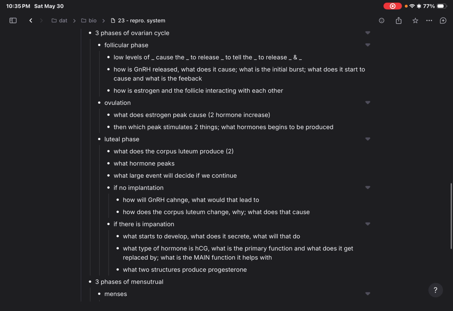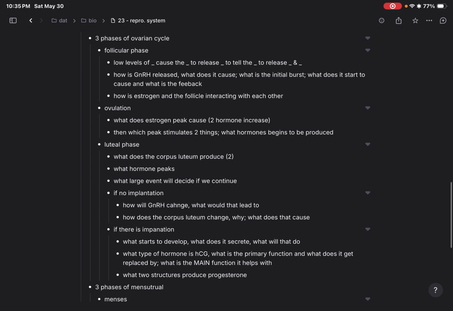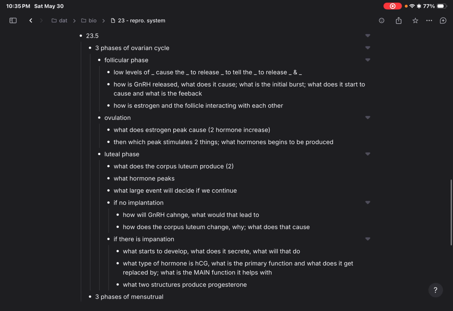So the follicular phase is the first phase. There are 3 phases of the ovarian cycle: the follicular phase, ovulation, and the luteal phase. The follicular phase is the start. There's going to be low levels of estrogen, which will cause the hypothalamus to release gonadotropin, which will tell the anterior pituitary to release FSH and LH.